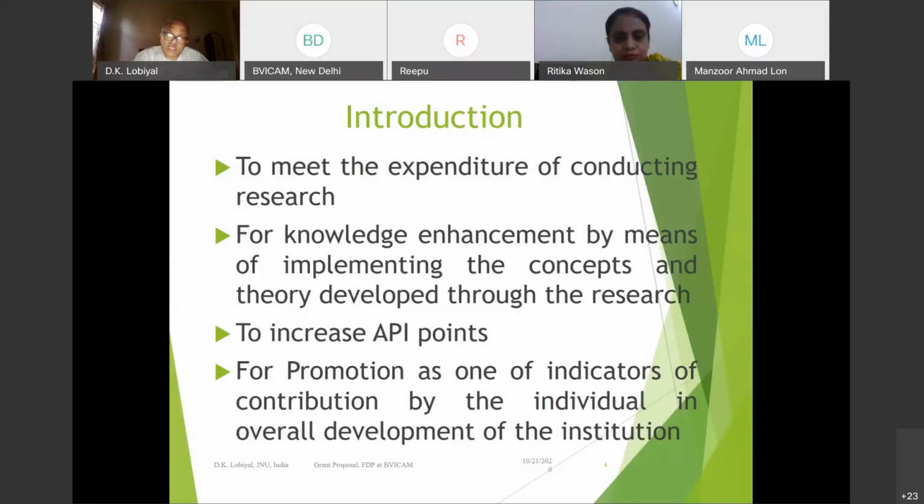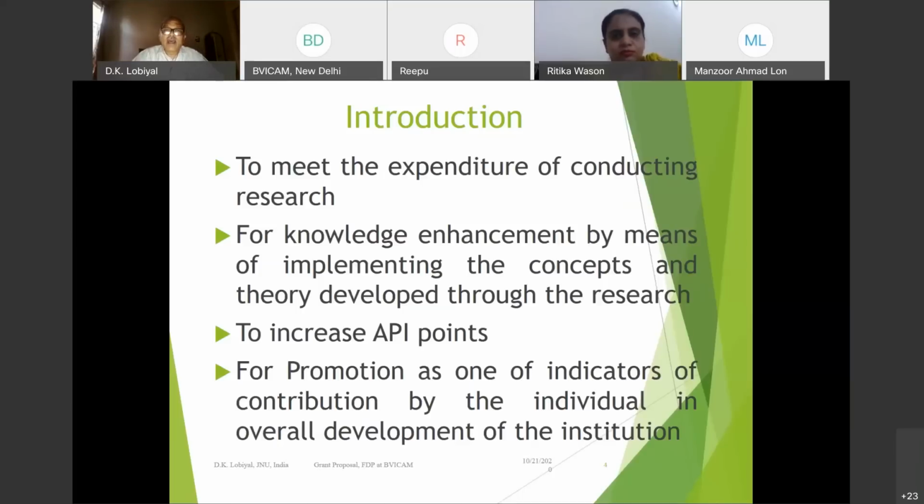Of course, I said to increase API points, as I said in the beginning, but that I don't consider a big point. But in addition to API, even if you do not have an API, it is also a good indicator of promotion. Some of the NITs, oh, you have not brought any project to the institution, therefore you will not be promoted. The reason is because the individual contribution to the development of the institution is being assessed through a project, whether you have brought it or not. Because international ranking also talks about the projects and the funding you have brought in. So therefore, it becomes important from that point of view.